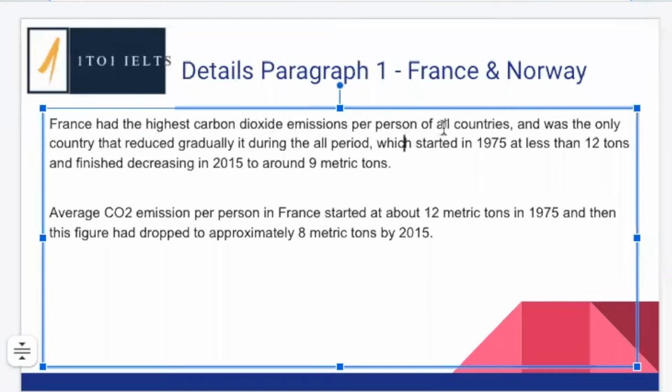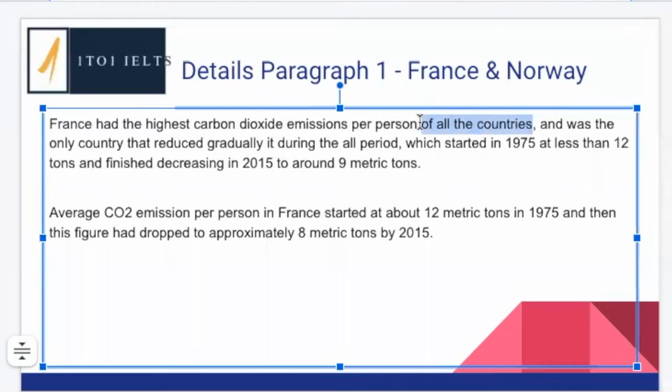Emissions per person of all countries. Here, if we're going to say of all countries, we're talking about the specific countries we're referring to. So what should come before countries? The, of all the countries. So we have a prepositional phrase here. Is it necessary, this prepositional phrase? It's not incorrect, but if you want to be a bit more concise, this is really going to depend how much data you've got.